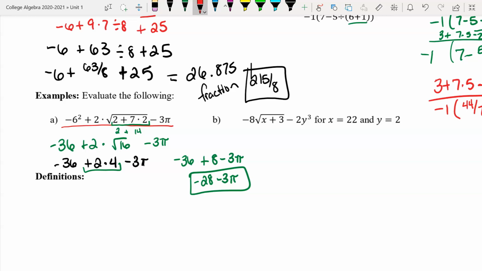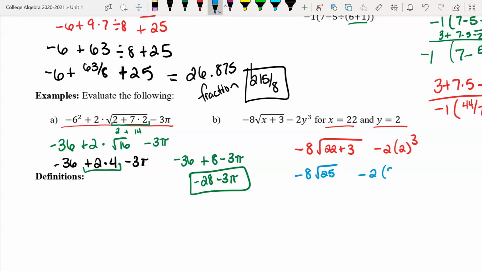The last one, they'll tell you to plug in something. So I'm going to plug in 2 for x. So I'm going to rewrite the problem. 2 plus 3. I'm going to plug in 2 for y. So I put parentheses around it and plug it in. Negative 8 square root of 25 minus 2 times 8. This is negative 8 times 5 minus 2 times 8. This is negative 40 minus 16, so you get negative 56.